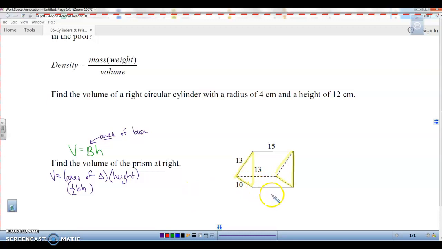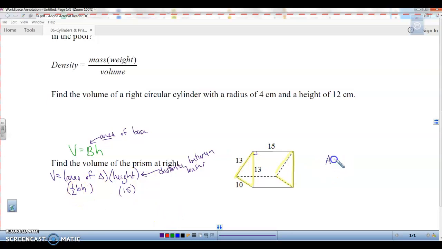All right, now the prism's height is the distance between the bases. All right, so which value is the distance between the bases? Well, which value is the distance between the two triangles? Well, here's one triangle, here's two triangles. This right here would be the height. So the height is actually going to be 15 right there. Okay, now for the triangle over here, we have 1/2 base times height would be the area of the triangle.